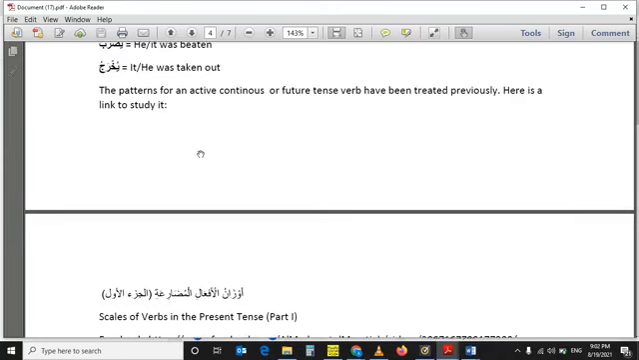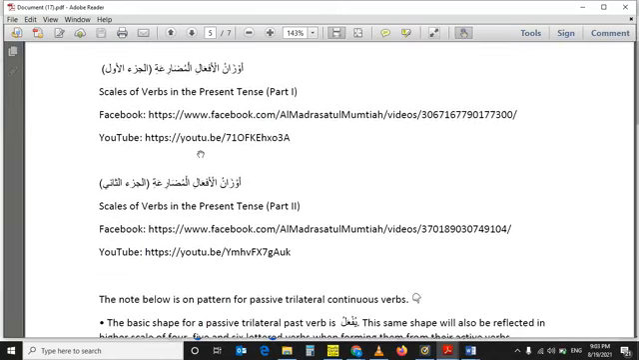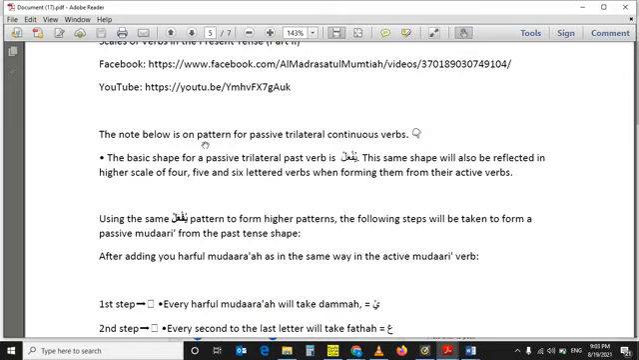So we've already treated how to derive our active continuous tense verb before now, where we treated awzanul af'al al-mudari'ati in two classes. So the links for both classes are here in our class notes, so we can refer to them if we wish to revise how to derive our active form of the present tense, or the continuous tense verb. So now we want to explain how to derive our passive continuous tense, for 3-lettered, 4-lettered, 5 or 6-lettered verbs.